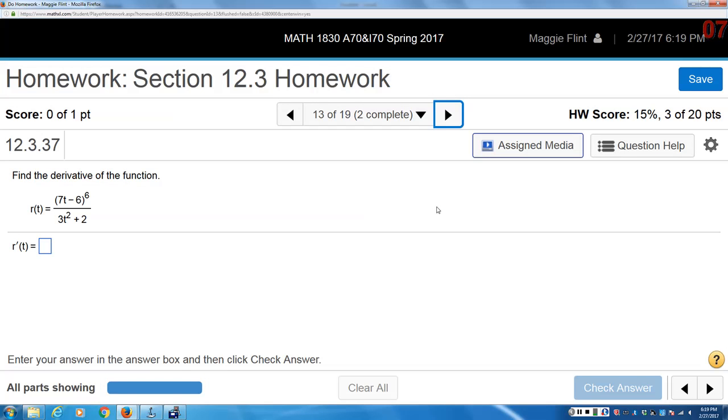Okay, now this one is a little more complicated. This one we have a quotient rule problem, R of t is equal to, the numerator is 17 minus 6, and it's been raised to the sixth power, so that's going to be chain rule, and the denominator is 3t squared plus 2.